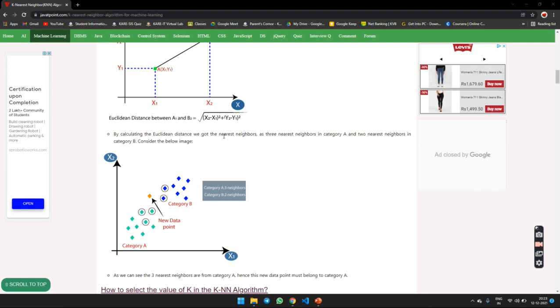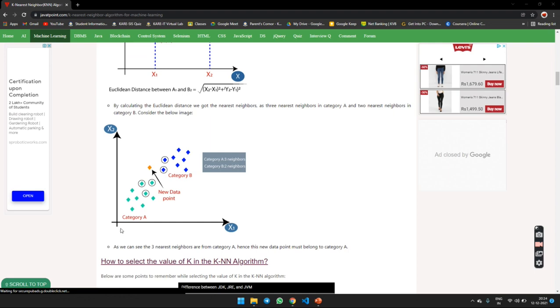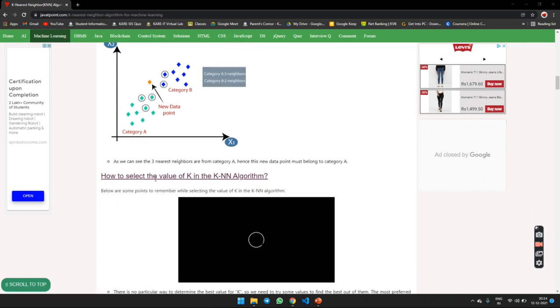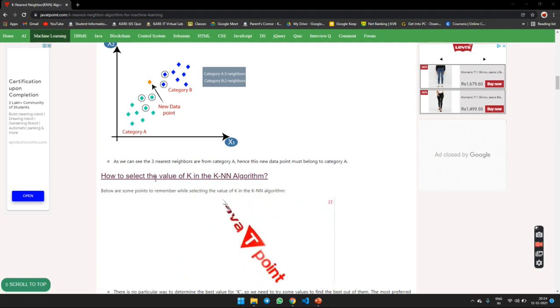By calculating the distance, we got the nearest neighbors: three nearest neighbors in category A and two nearest neighbors in category B. This is category A, this is category B, and this is the new point. The number of nearest neighbors in category A is 3, and in category B it is 2. As we have three nearest neighbors from category A, the new data point must belong to category A.